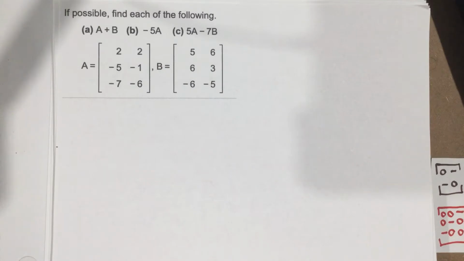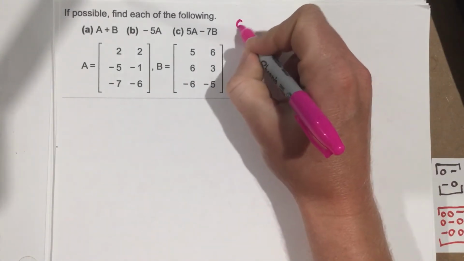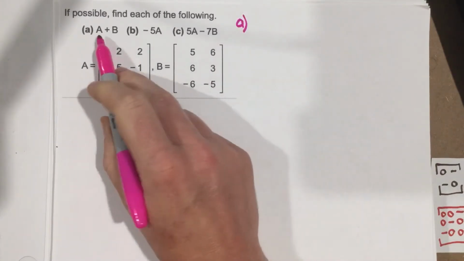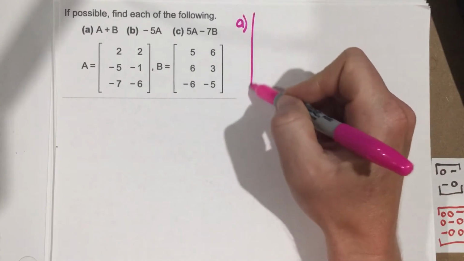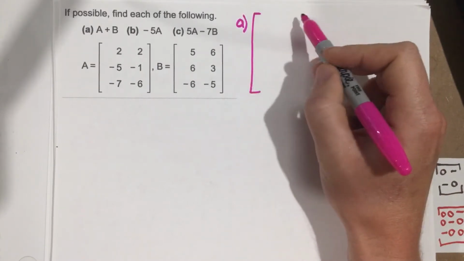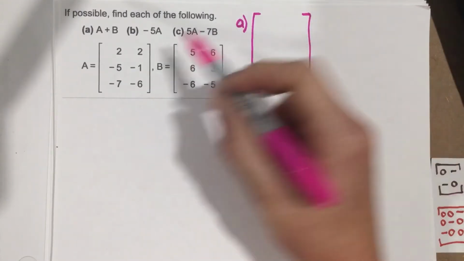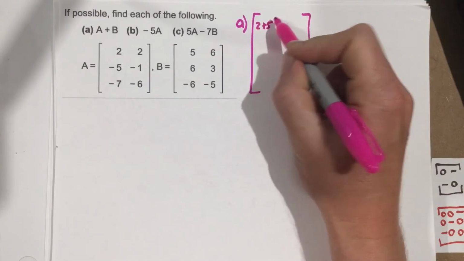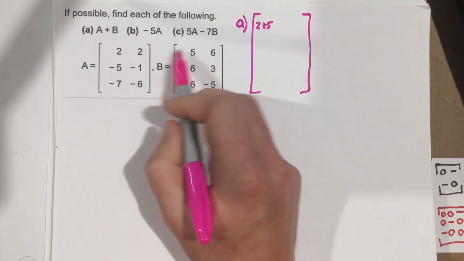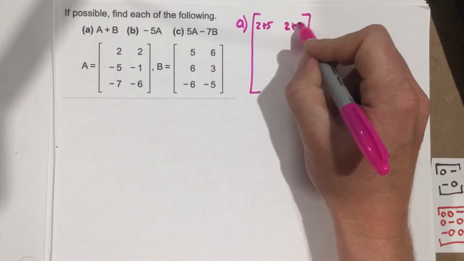Let's start with the easiest one, actually the easiest two. So up here we're going to say that part A, we're going to do A plus B. So I'm going to make a matrix C here, just a little larger than normal. And this is going to be 2 plus 5. Right, we're adding the top left-hand corner. 2 plus 5. 2 plus 6 is this one here.